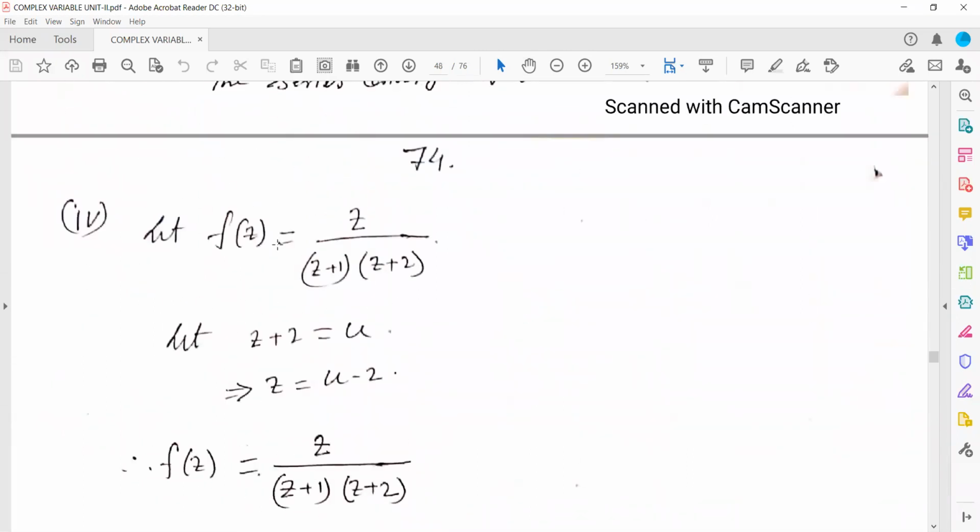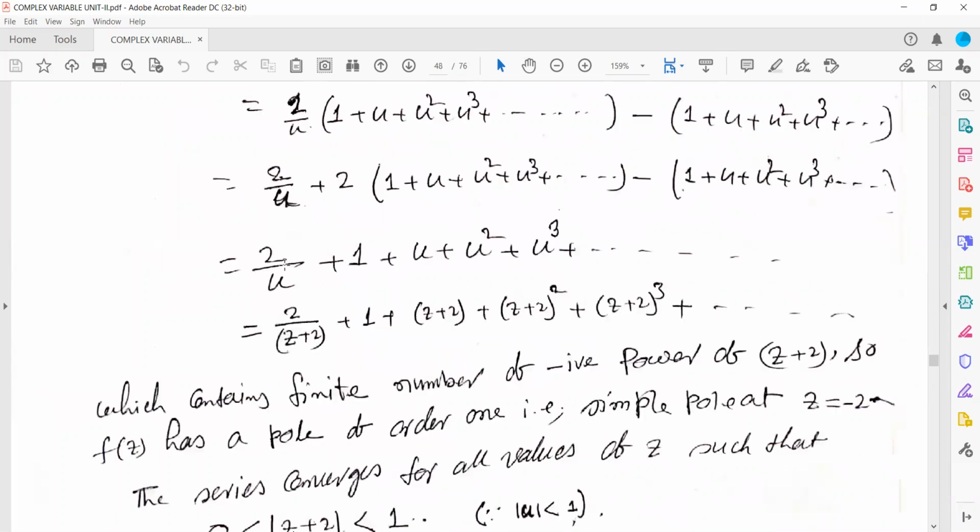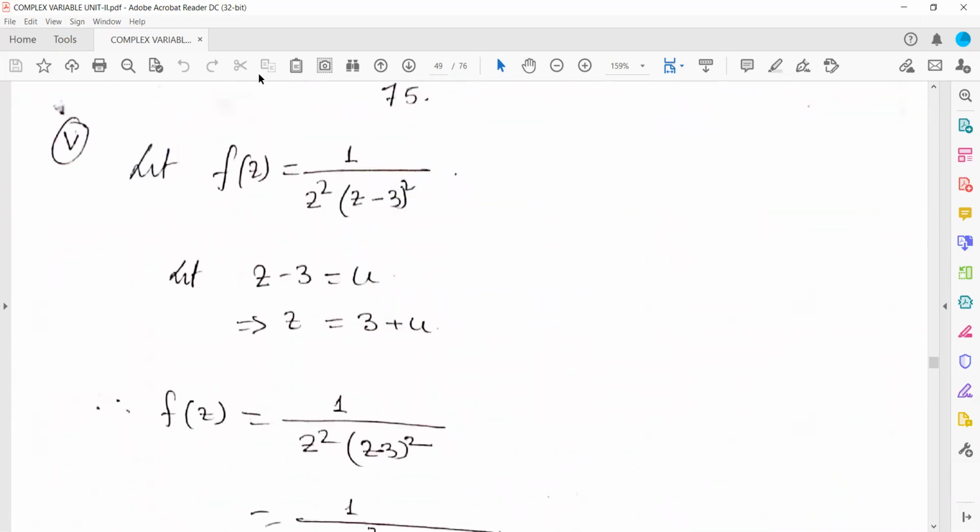Okay, so now see here. This is another method, another way of checking. So now this one, z minus 3, you just put equal to u. Z minus a, always you put z minus a equal to u. Then from this you find what is z. And z will be what? A plus u. So z equals 3 plus u.